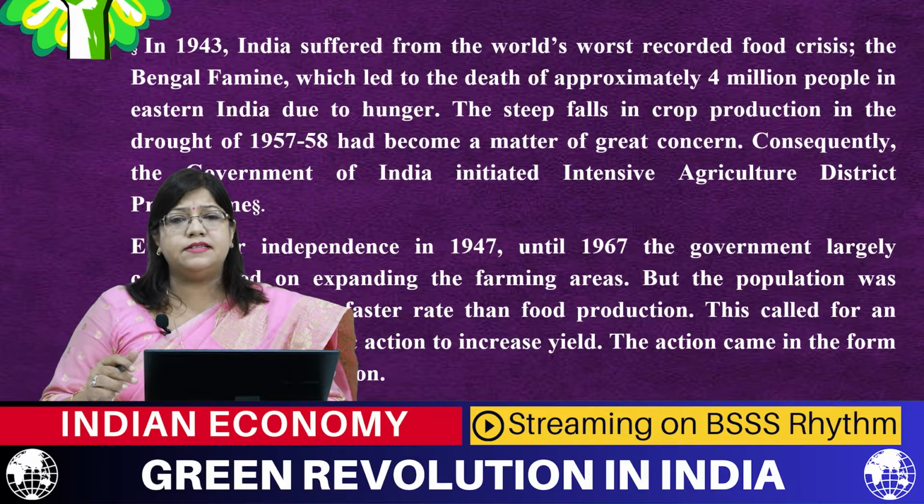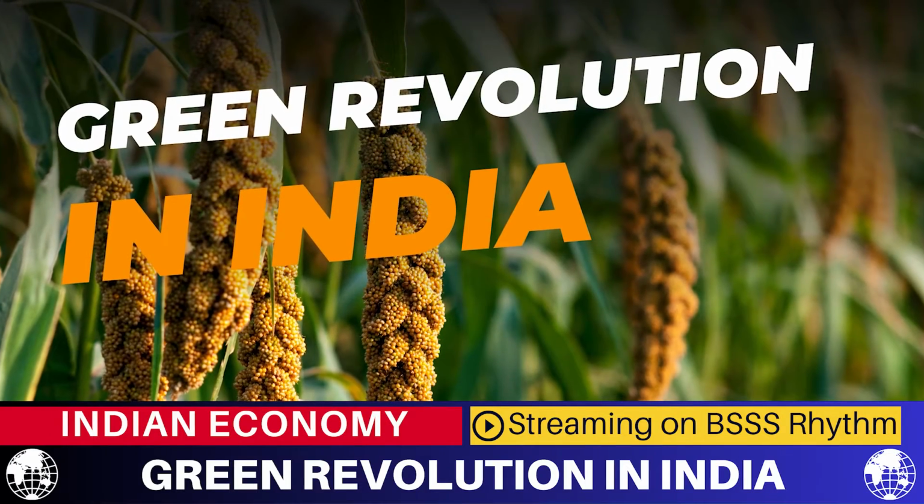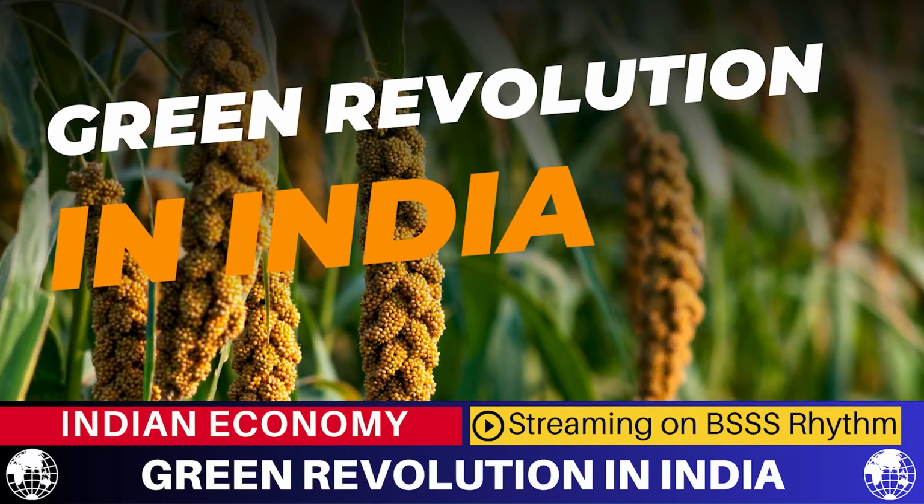Even after independence in 1947, until 1967, the government largely concentrated on expanding the farming areas, but the population was growing at a much faster rate than food production. This called for an immediate drastic action to increase yield. The action came in the form of the Green Revolution.